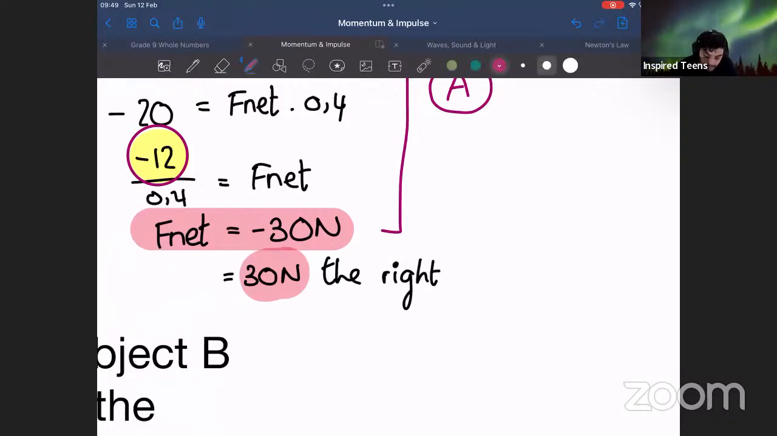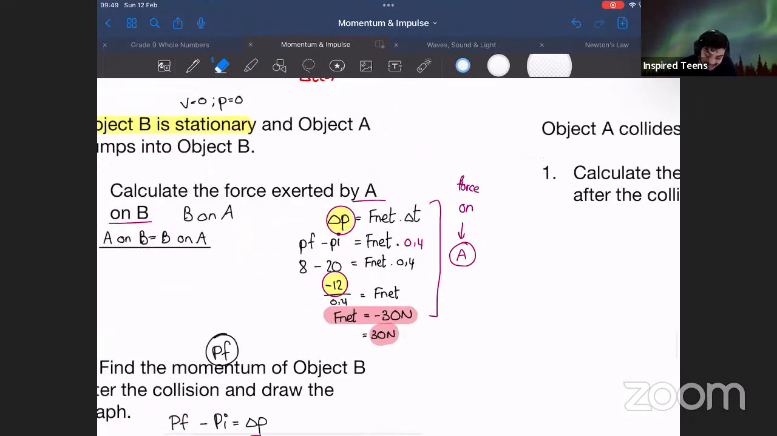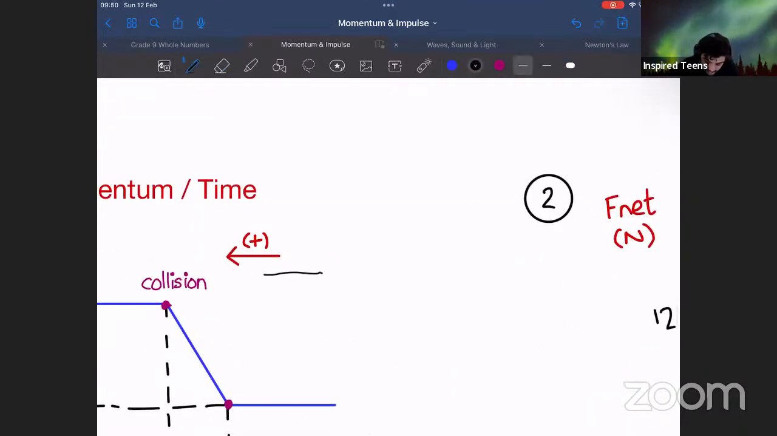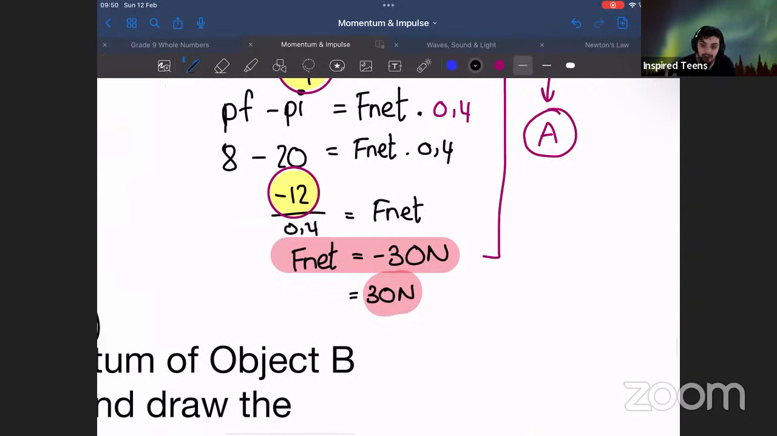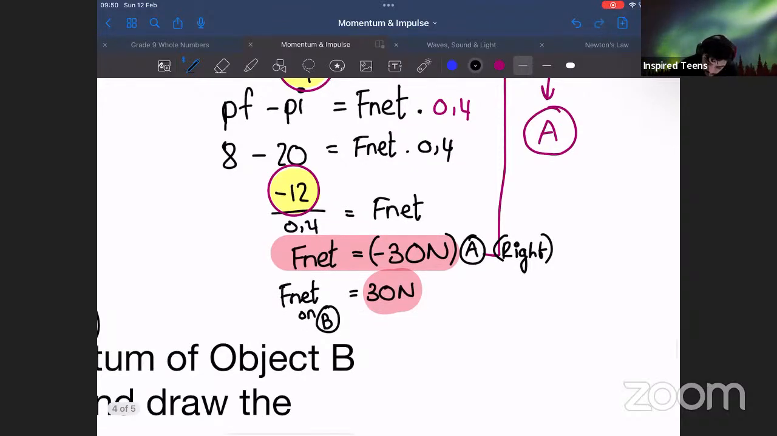Wait, no. Negative is to the right, guys. Positive is to the left. Remember, if we are getting a force that's negative, this is firstly for object A. Secondly, it's to the right. It's for object A. So therefore, the F net on B would be equal in magnitude, 30 newtons, but opposite in direction, therefore to the left. Does that make sense? For those who were still thinking it's to the right. Does that clarify it?